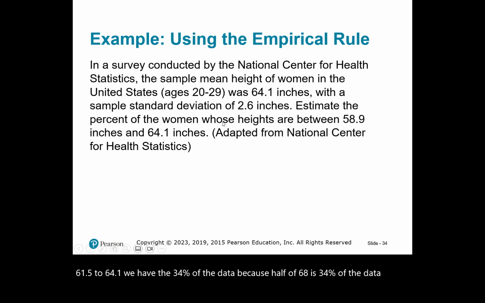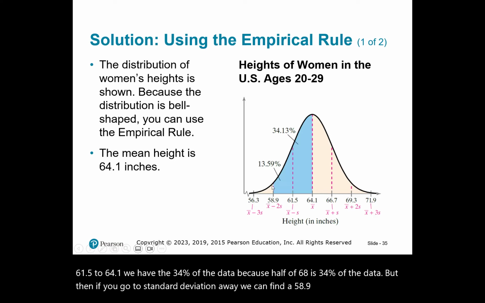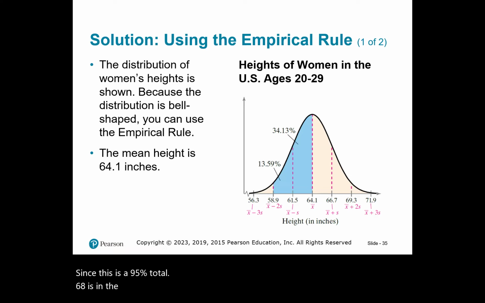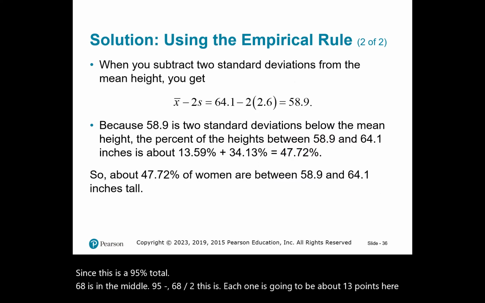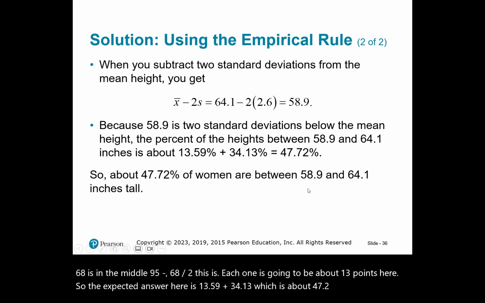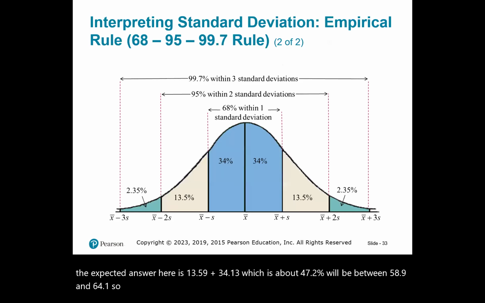But then if we go 2 standard deviations away, we can find the 58.9. So we know that since this is a 95% total, 68 is in the middle, 95 minus 68 divided by 2, each one is going to be about 13 points here. So the expected answer here is 13.59 plus 34.13, which is about 47.2%, will be between 58.9 and 64.1. So that's how we're going to use the empirical rule.